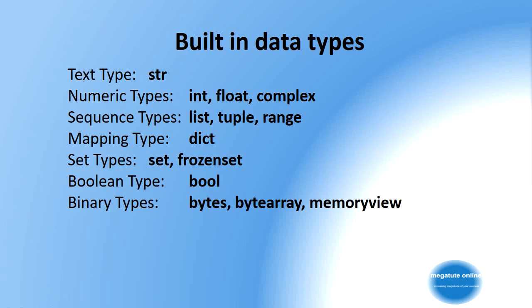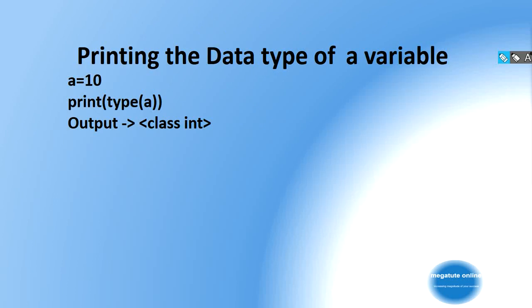Now we have built-in data types. In Python, we have certain built-in data types like str, that's string, int, float, complex, list, tuple, range, dictionary, and so on. We are going to discuss all these data types in our later videos. So just be with the channel so that you get all the videos on time. Let's move ahead and see the next statement.